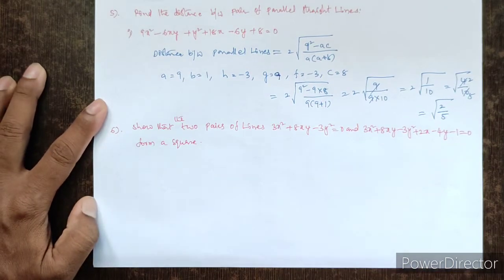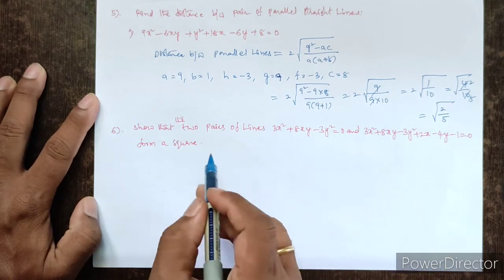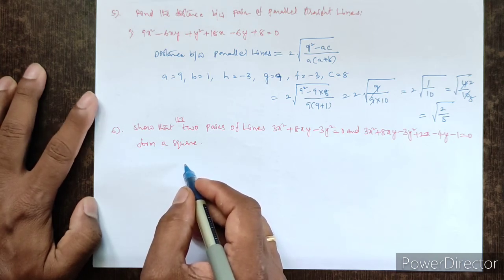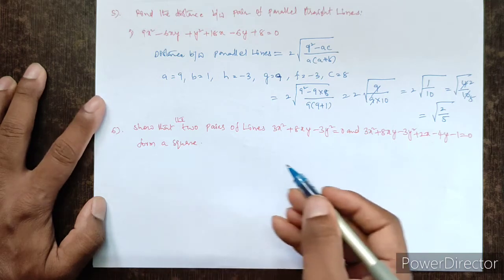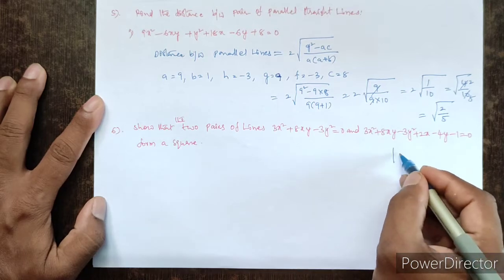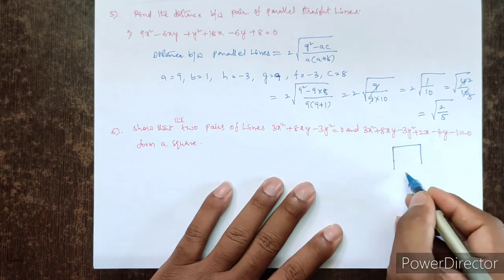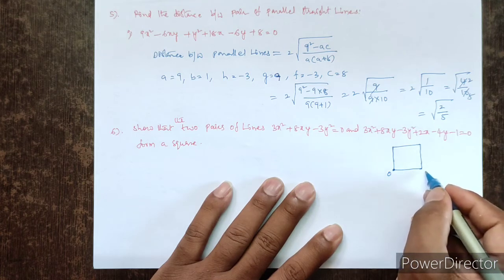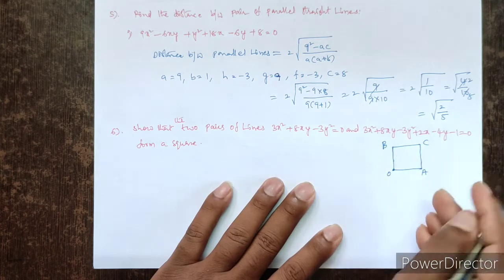See, look at here. By the knowledge of point of intersection, we have to show that the given pairs of lines form a square. So look at this figure. This is the square. Square means all sides are equal. This is OA, this is OB, and this is the C.